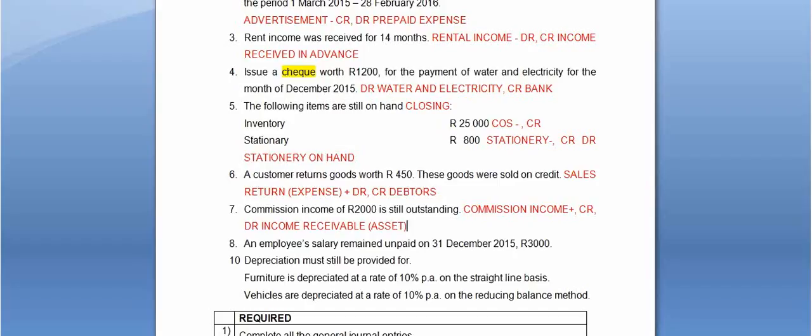Number 8 says an employee's salary remained unpaid. So they did not pay this guy for December.